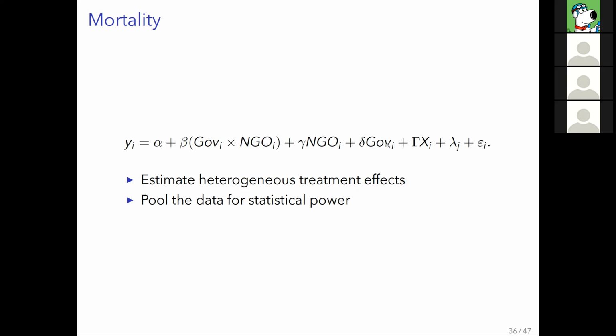But because mortality is a rare event, for statistical power, I need to pool the data and estimate an interaction equation. So if I want to know the effect of NGO entry on villages without a government worker, I only need to look at the gamma coefficient. If I want to know the effect of NGO entry on a village with a government worker, I would need to look at the sum of beta plus gamma. It's a refresher for those of you that have already studied interaction effects, and for those of you that haven't, they're great. It's something for you to look forward to.